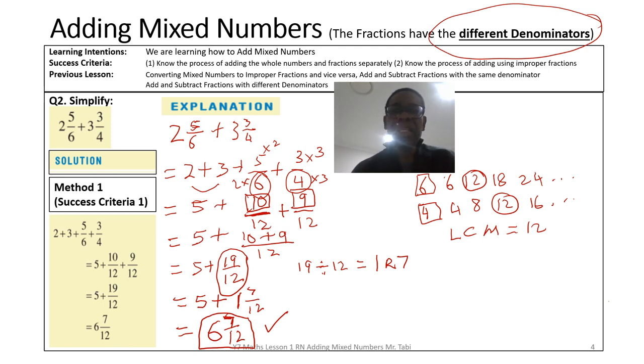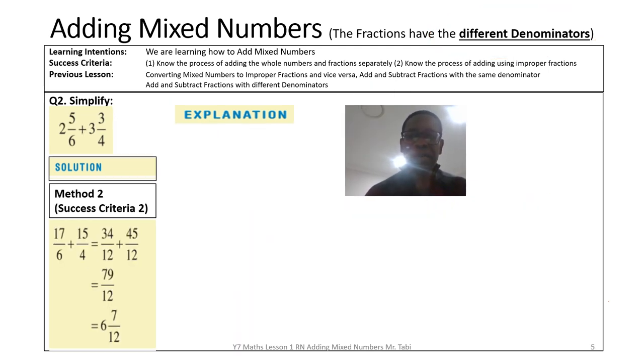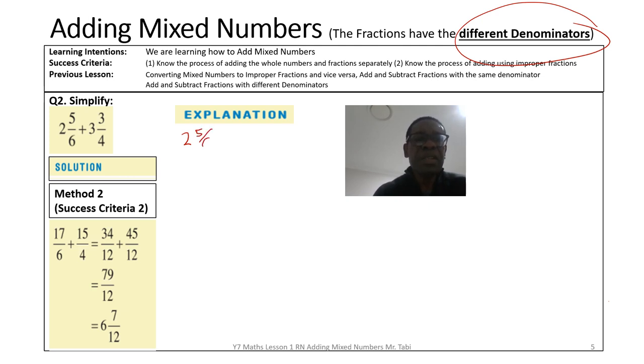Right. Let's move on to solving the same problem using the second success criteria. So again, the denominators are different. So we have 2, 5 over 6 plus 3, 3 over 4. Now we need to change this into improper fractions.